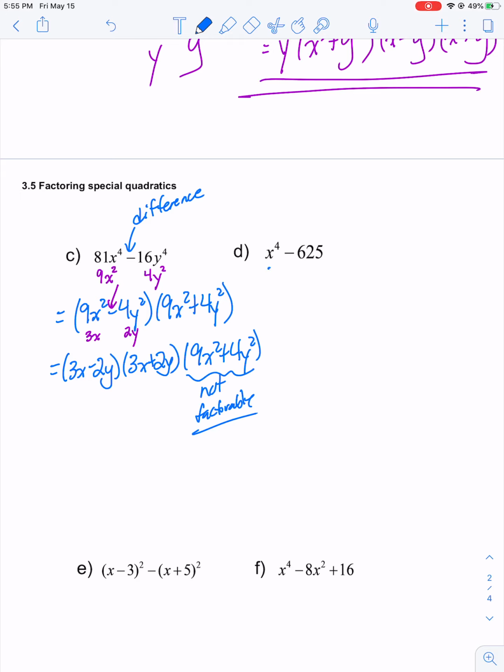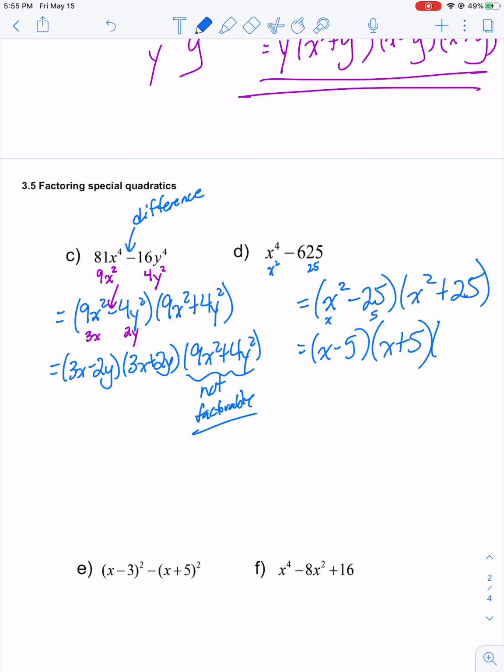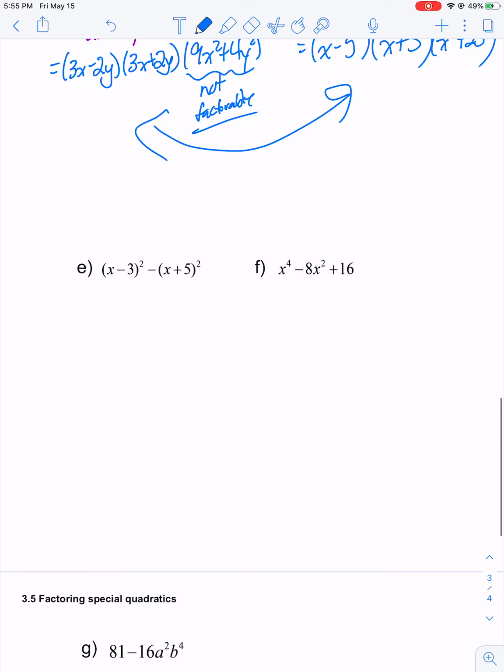X to the 4 is the square of x squared. 625 is the square of 25. So this must be x squared minus 25, x squared plus 25. Now x squared is the square of x, and 25 is the square of 5. So this is x minus 5, x plus 5, and then x squared plus 25. These two questions are basically the same. Basically. All right, this one.